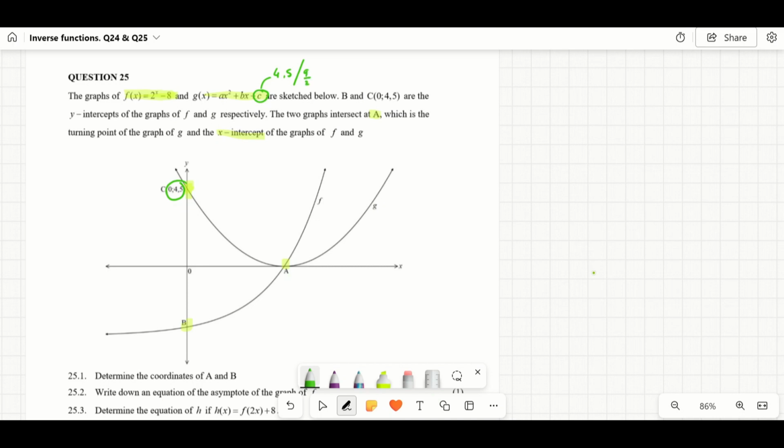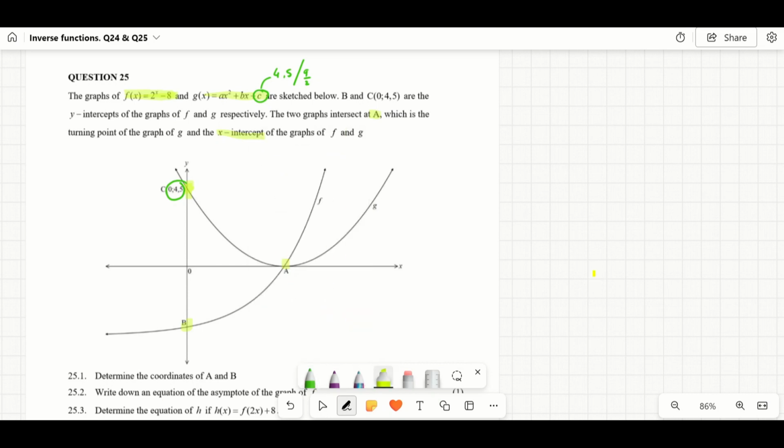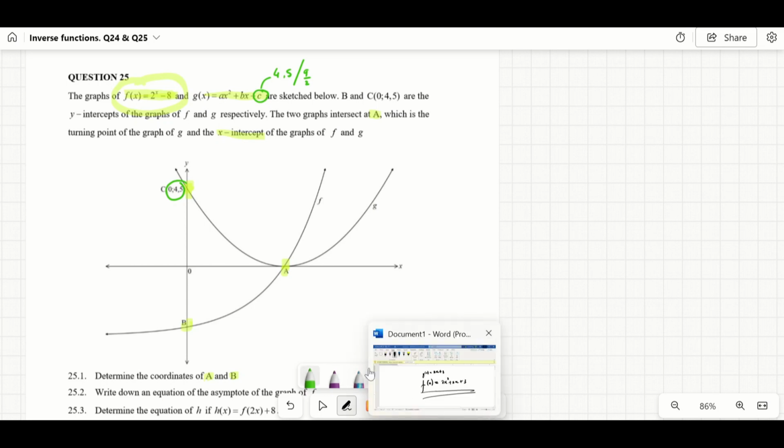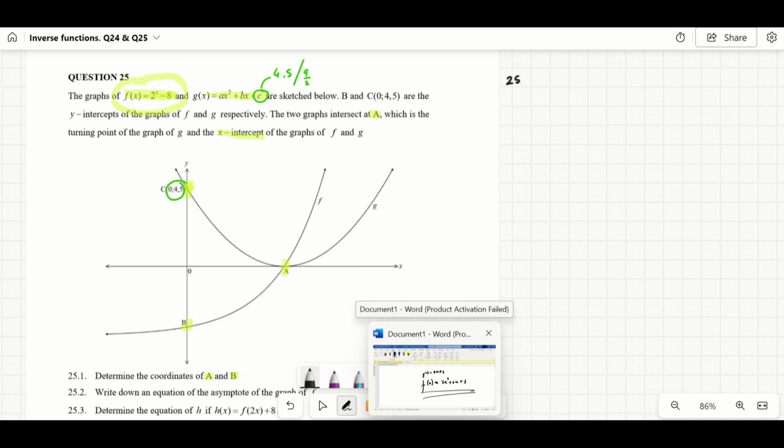Now let's answer question 25.1: determine the coordinates of A and B. A is the turning point and an x-intercept. B is the y-intercept. I'm going to use f of x because I've got the whole equation here. It's better to work with an equation with known parameters than unknown variables. Let's start with A.